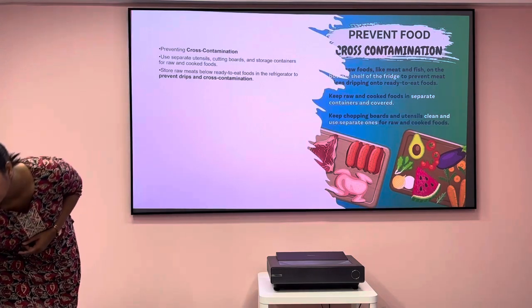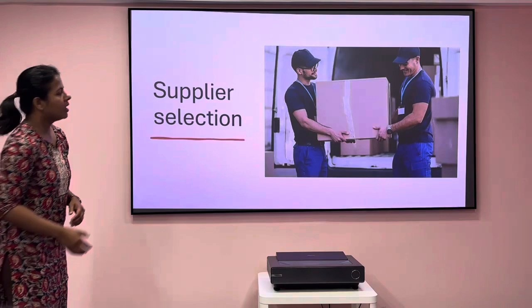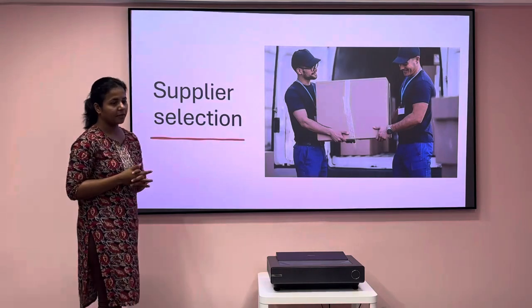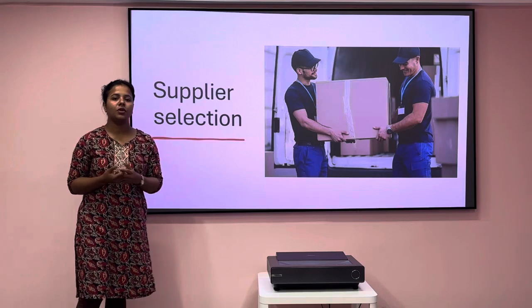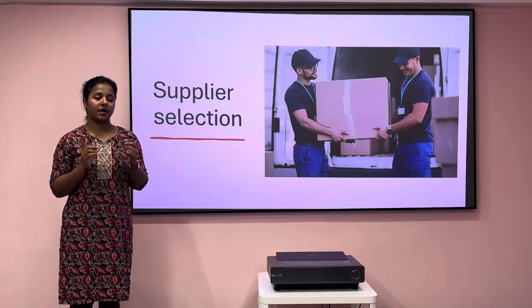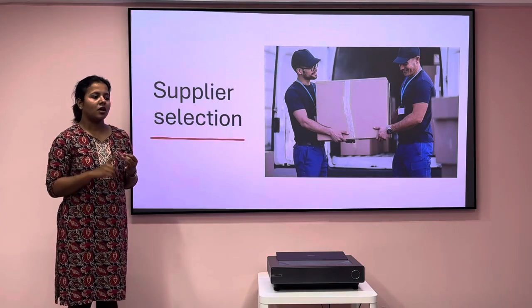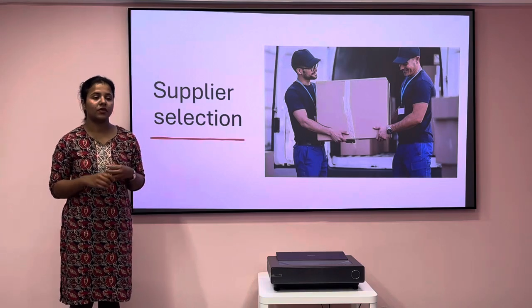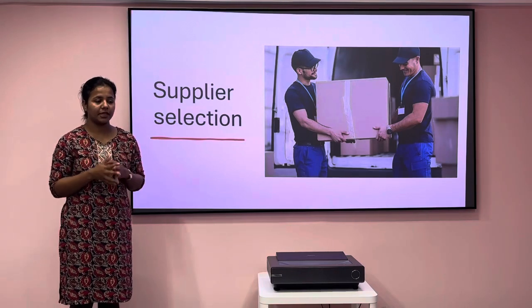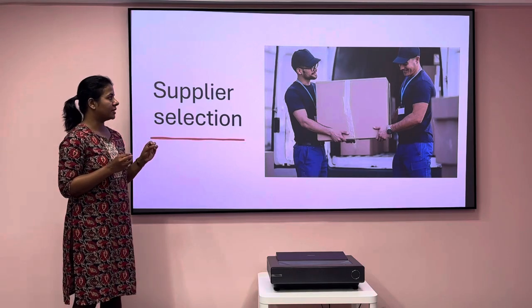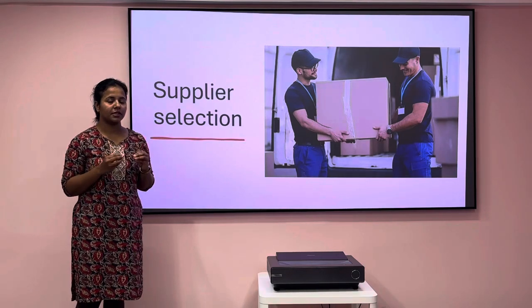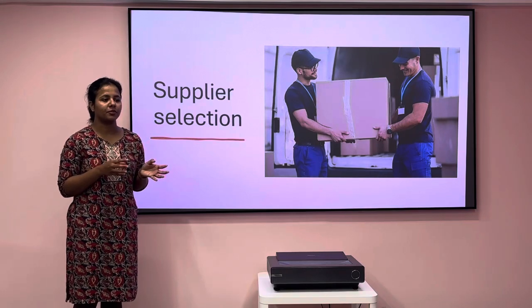Next we go to supplier selection. When we select a supplier for our organization, we need to check whether the service provider is approved by the municipality, what ingredients they use, and whether they maintain the quality of the food product. We also check that the supplier has certifications and that their food product is approved by the municipality.